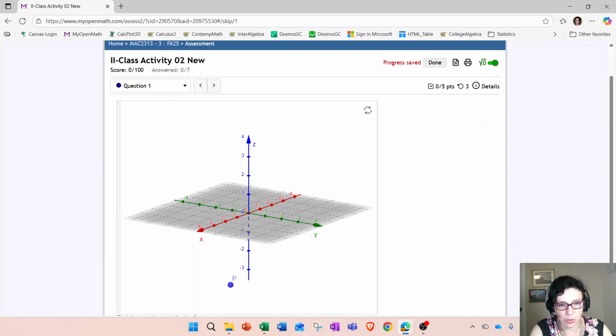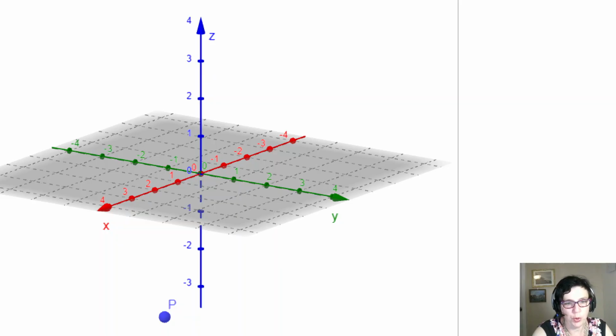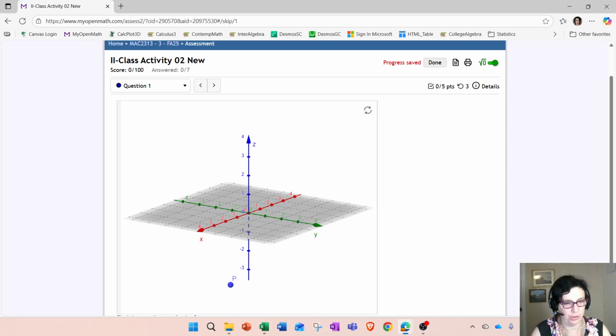The right-hand rule is going to determine which way the z-axis is going to be pointed. So imagine that you are going to curl your fingers from the x-axis towards the y-axis like this, then your thumb is going to show you the direction of the positive z-axis. So it's going to be this way.